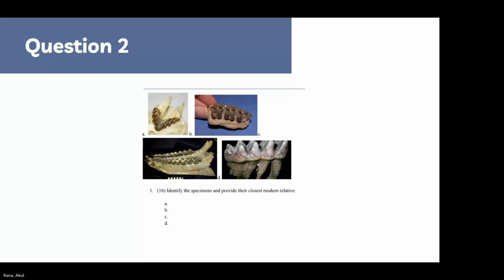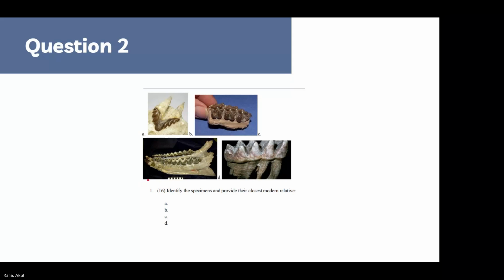For specimen B, we see that that is a Mesohippus, coming back to that previous slide, and the closest modern relative would be a horse. So equine evolution is pretty common on exams as well, so make sure to understand that.